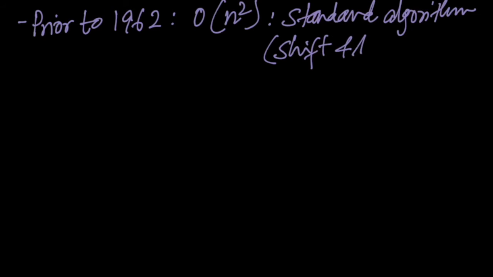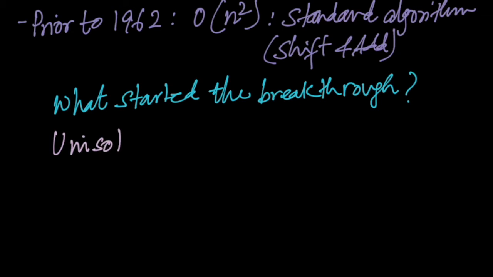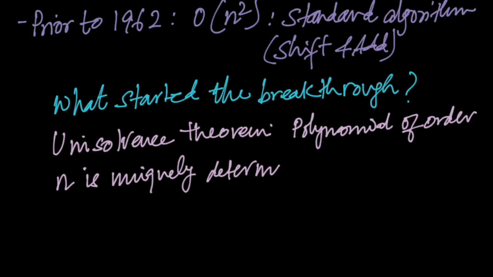Prior to 1962, it was order of n square, which was implemented using shift and add. So the question is, what started the breakthrough? The answer is the unisolvence theorem. Basically it says that a polynomial of order n is uniquely determined by its n plus 1 distinct points.